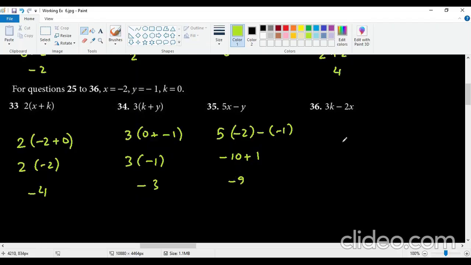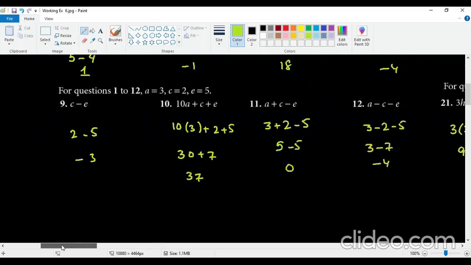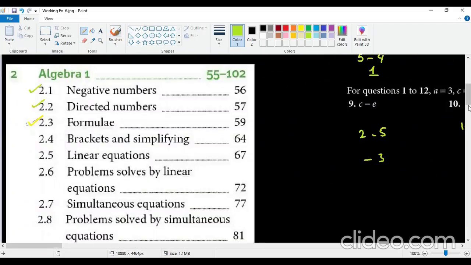For 36, 3k, which is 0, minus 2 times x, which is negative 2. That means 0 plus 2 times 2 is a 4. So 36 is going to give you a 4. These are all 36 questions solved. And very soon I'm going to be uploading exercise 7, which is next to this.